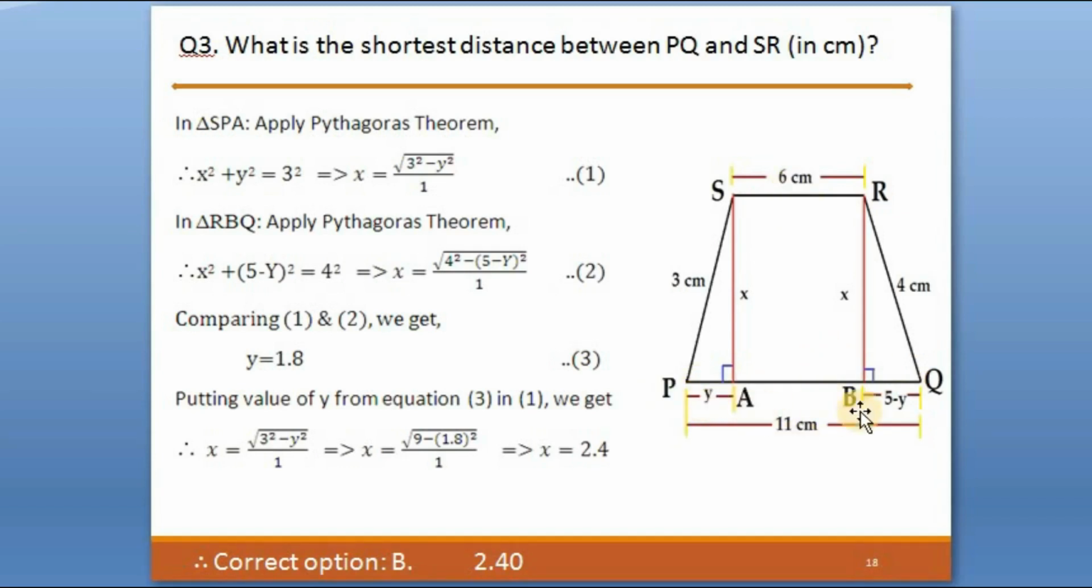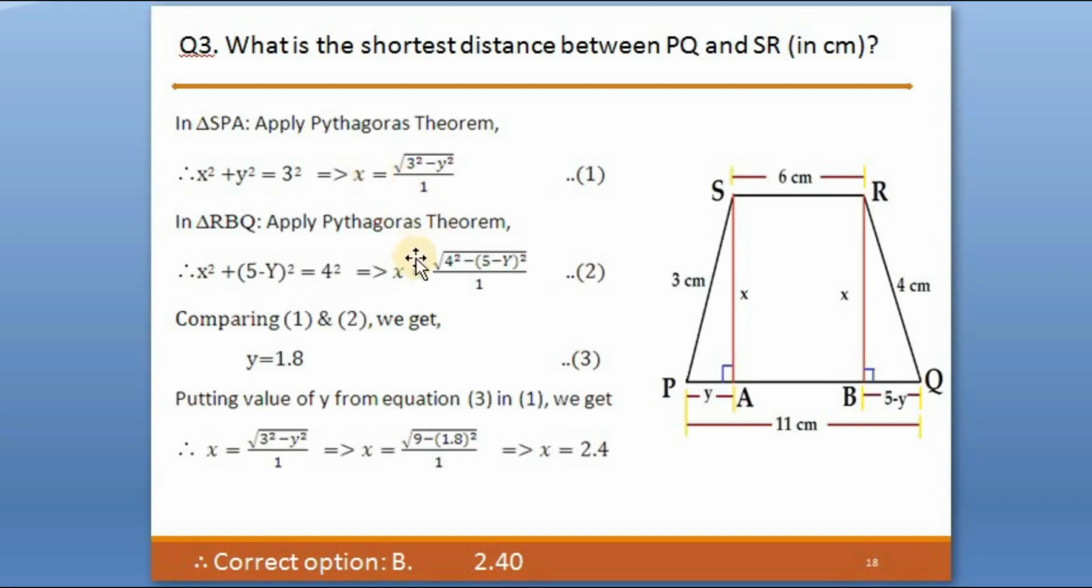Now this is the trick. We must know how to solve such type of questions, right? So 5 minus y is basically BQ. So x square plus (5 minus y) whole square is equal to 4 square. So again we will get the relation of x as the square root of 4 square minus (5 minus y) square. So this is our second equation. Again, these are two equations which are representing the value of x.